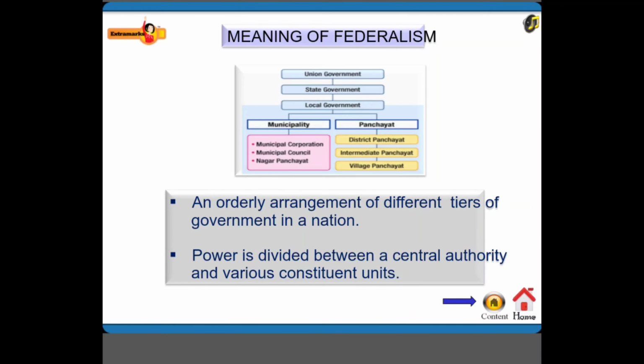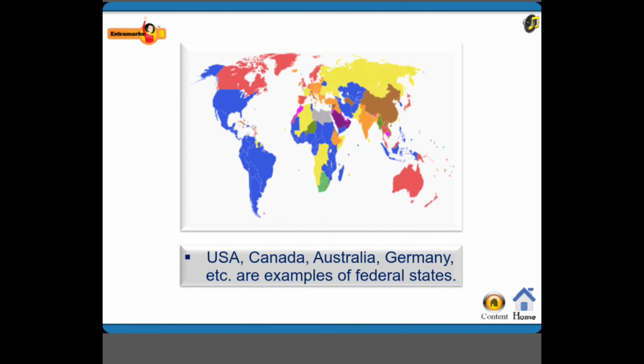Meaning of federalism. We will now understand the meaning of federalism and how it is practiced across different countries of the world. Federalism is characterized by an orderly arrangement of different tiers of government in a nation, in which power is divided between a central authority and various constituent units. The countries of USA, Canada, Australia, Germany, etc. are examples of federal states.